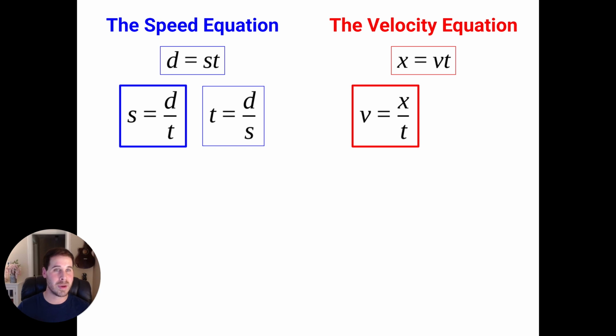So the last one I'll show you is if we take that top version of the velocity equation and we divide both sides by the letter v, and then simplify, you'll end up getting something that looks like this. Time equals displacement divided by velocity. So this is great because we have 6 equations, which means there are 6 possible tools we can use in order to solve physics problems.